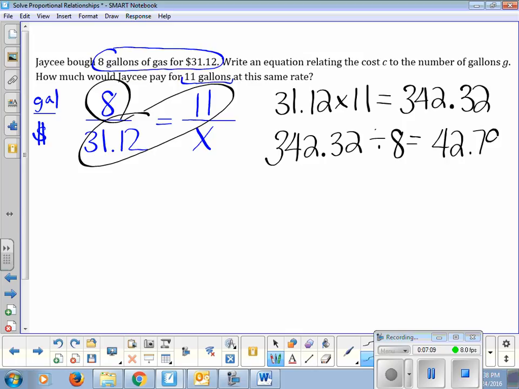So is this okay in terms of money? Yes, we have $42.79, so we do not need to do any rounding.